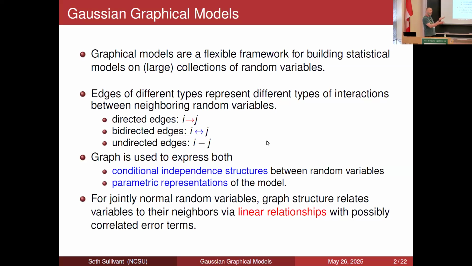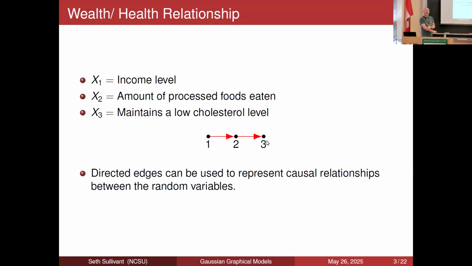For Gaussian random variables or normal random variables, the graph structure relates the random variables to each other through linear relationships. Okay, so let me just start with some very simple examples of how you might think about a graph structure relating random variables. So here's a very, very simplistic model. 3 random variables, which are a person's income level, the amount of processed foods they eat, and then whether or not they maintain a low cholesterol level. I added this, because my doctor's complaining about my cholesterol, so I added this example.